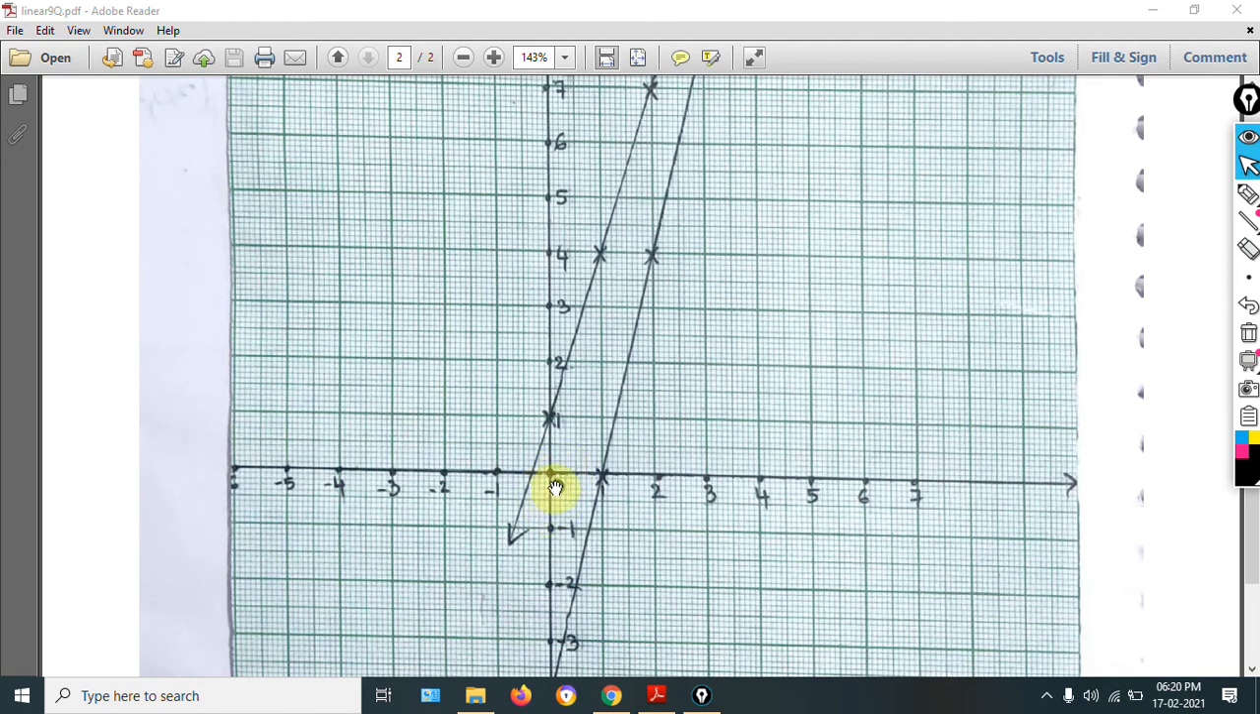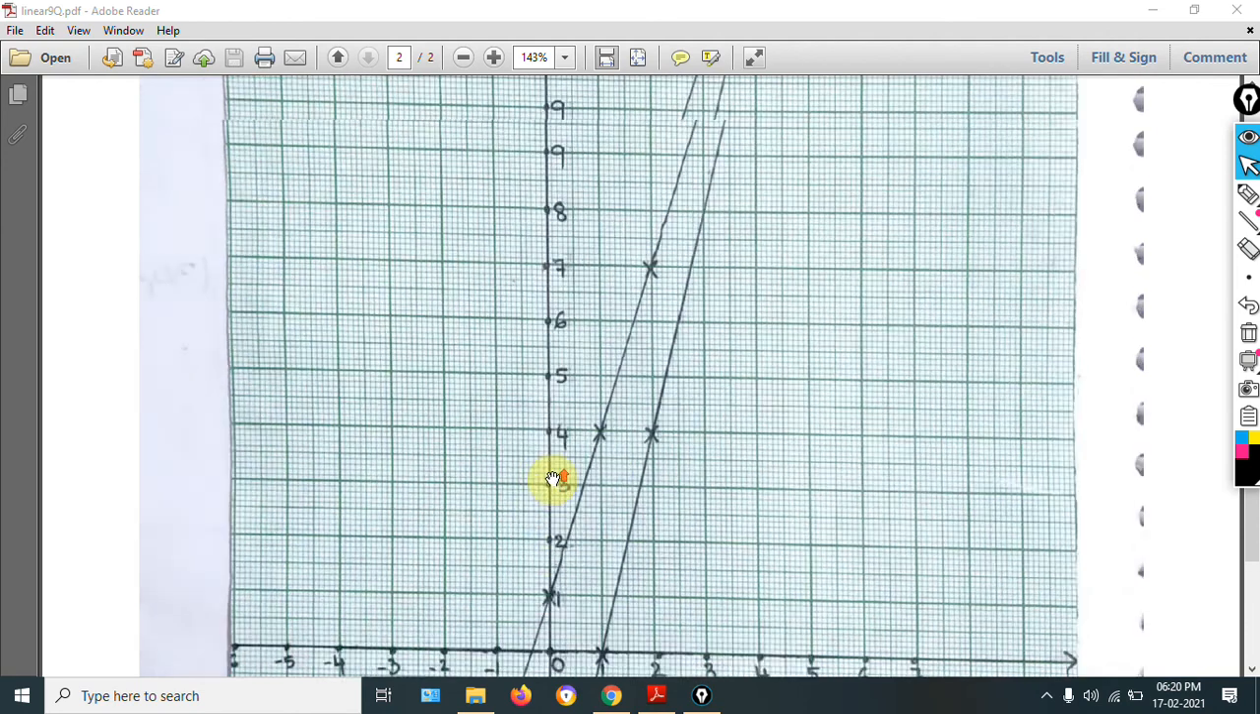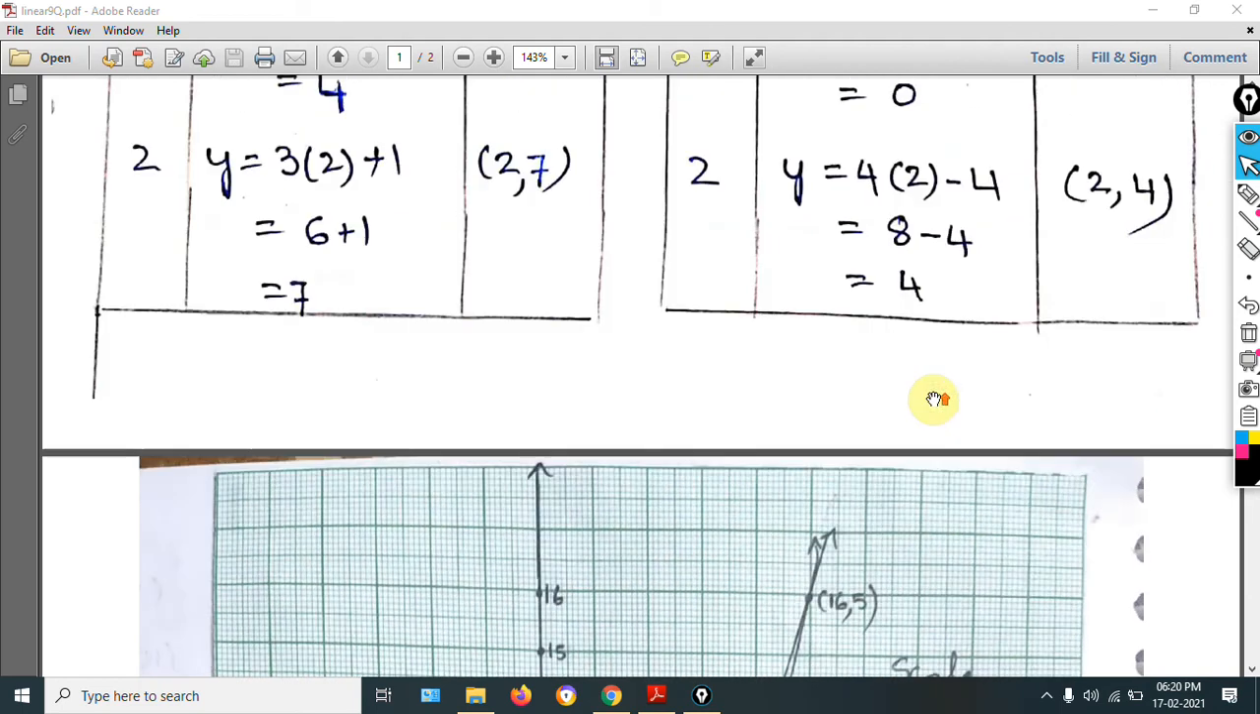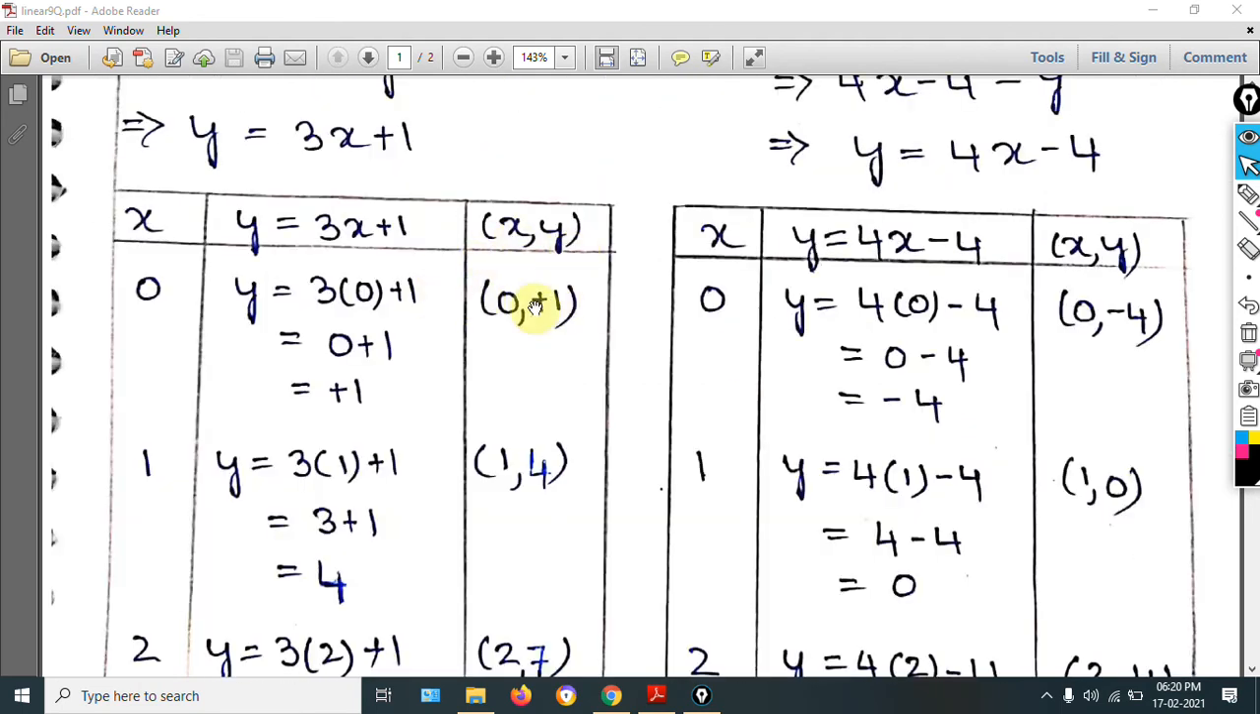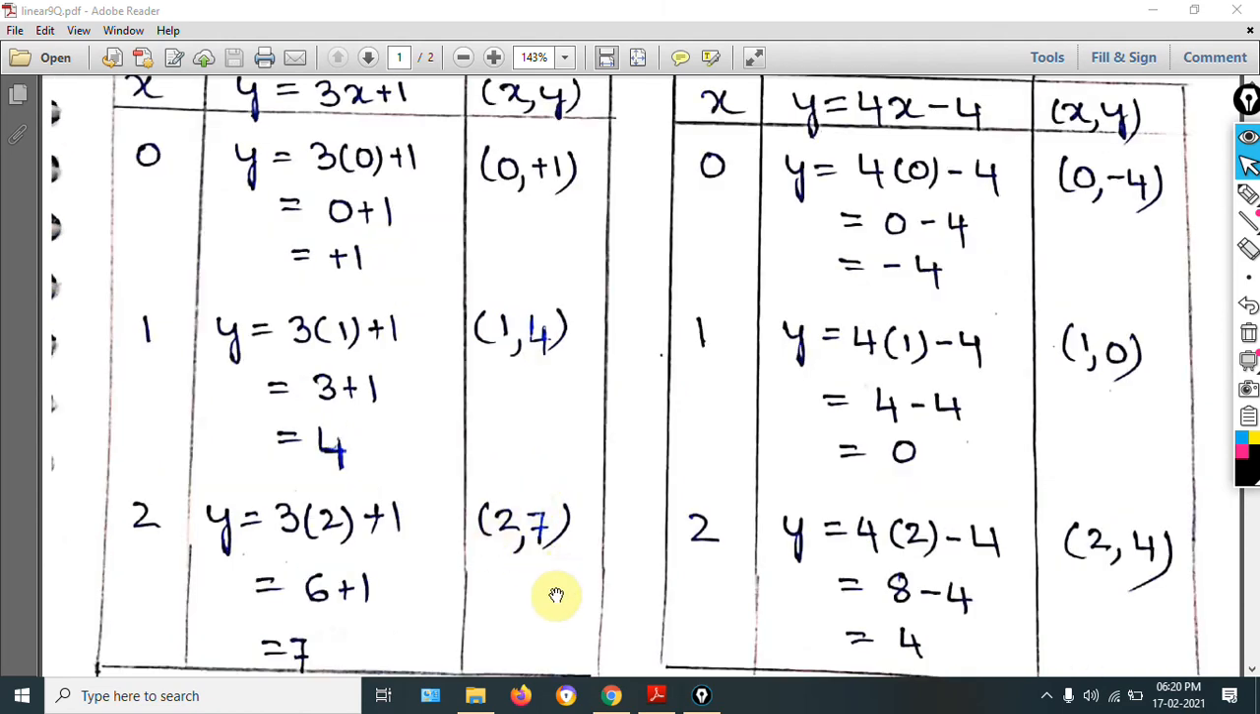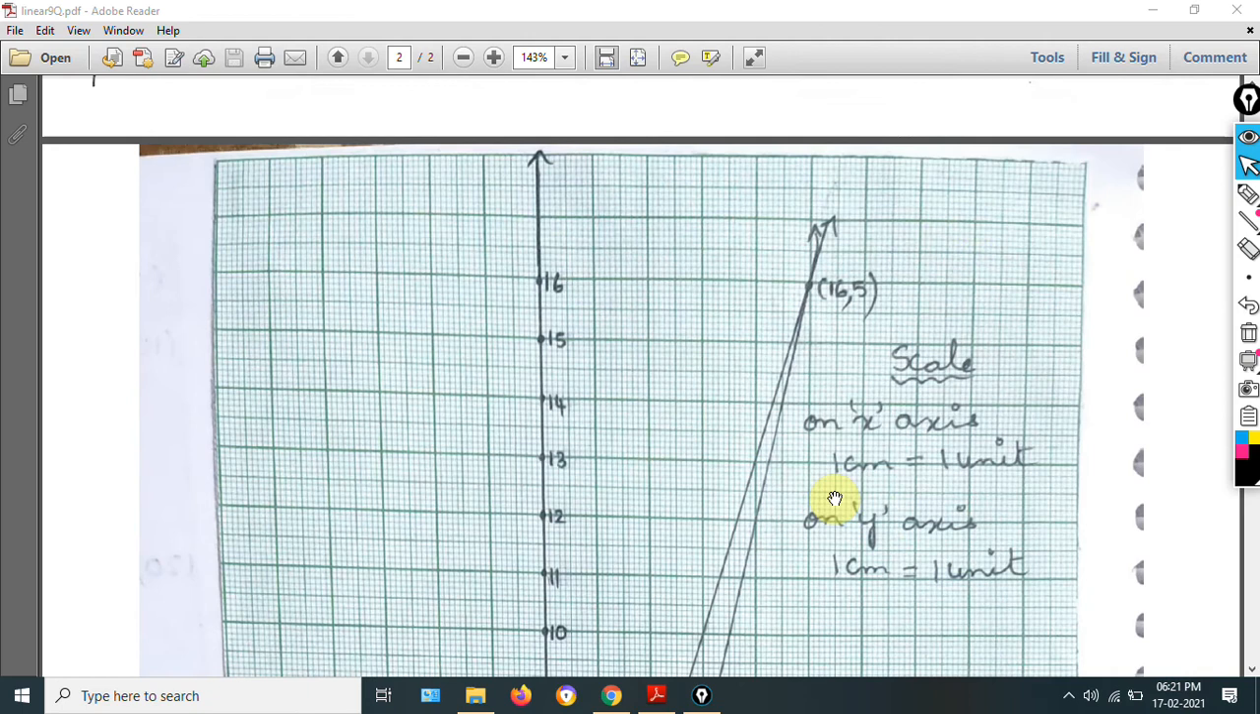Okay, now we will take the scale. To take the scale, first we will see what values we have got for x and y. 0 comma 1, 1 comma 4, 2 comma 7, and here 0 comma minus 4, 1 comma 0, 2 comma 4. These are small values only, between 0 to 1, 1 to 4, 2 to 7. So we will take only one unit. The scale on the x-axis is 1 centimeter equal to 1 unit, and on the y-axis 1 centimeter equal to 1 unit, which means that when we move from one box to another box, we have to increase only one number.